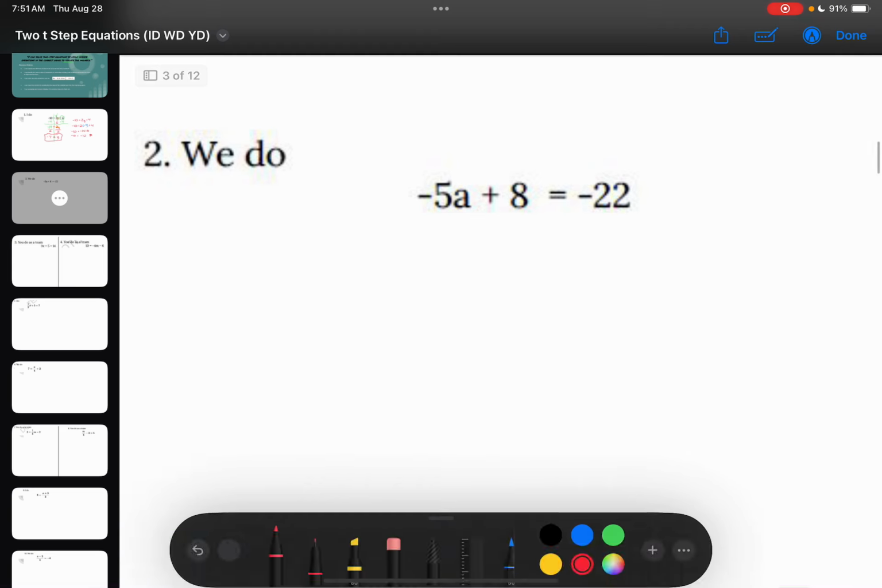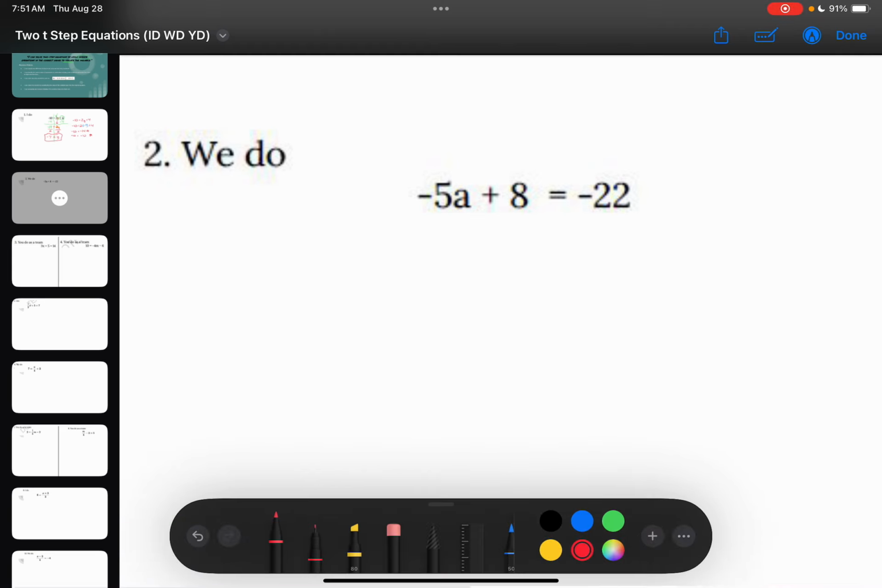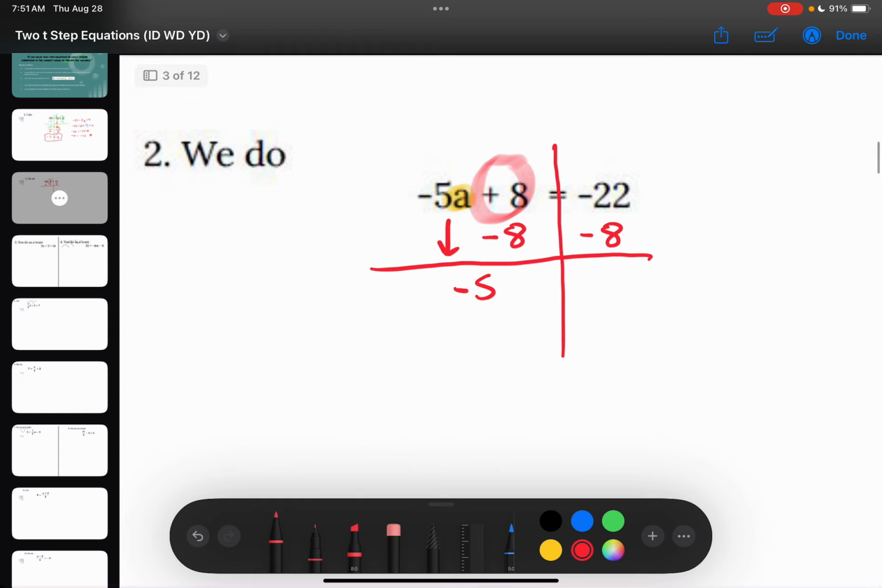So if we look at another one, there's negative 5a plus 8 equals negative 22. Again, there's our variable. So what we want to focus on first is this part here. Get that away from our variable. So it's addition of 8, so we're going to do the opposite, and we're going to subtract 8. Again, make sure that you bring this part down, and as I mentioned last time, everything. So negative 5a. And negative 22 minus 8 would be negative 30.